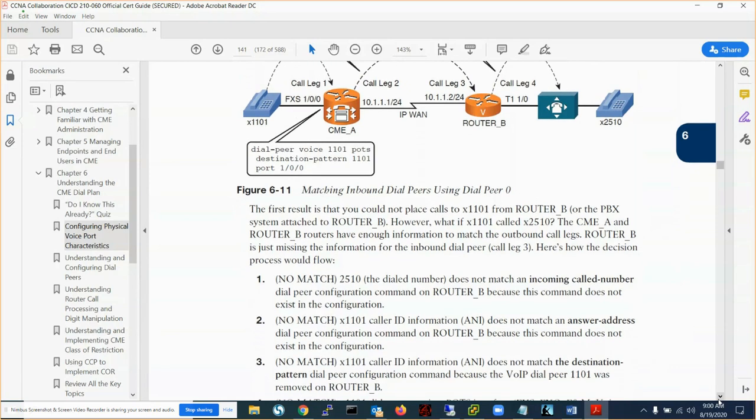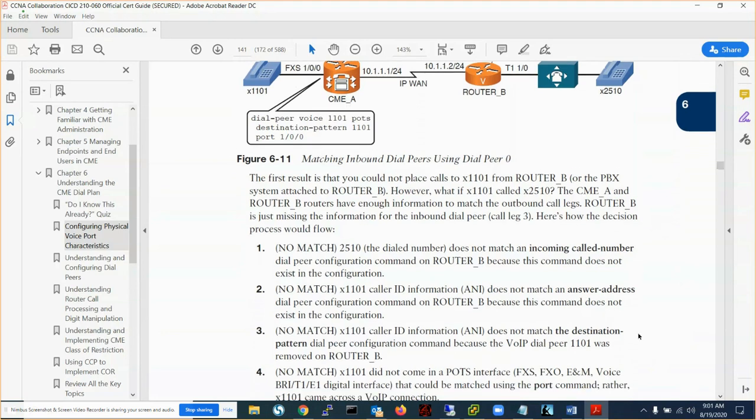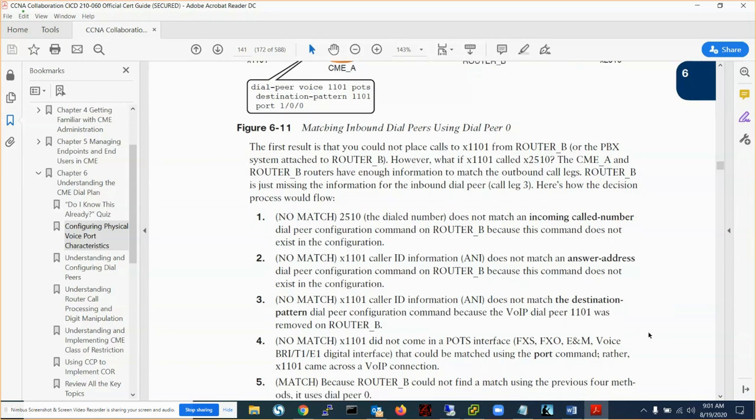The next match is the call ID. You have no answer address command on the router either, so there's no match. Call ID again does not match the destination pattern, because you don't have a destination pattern 1101 on the router either. You have 2510, but you don't have 1101. So there's no match.